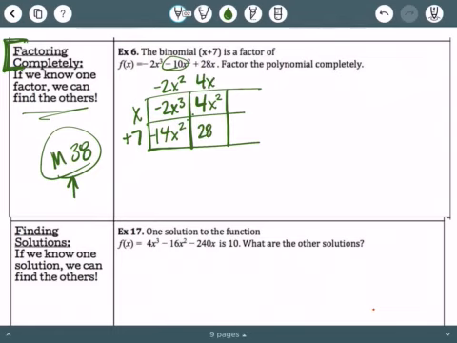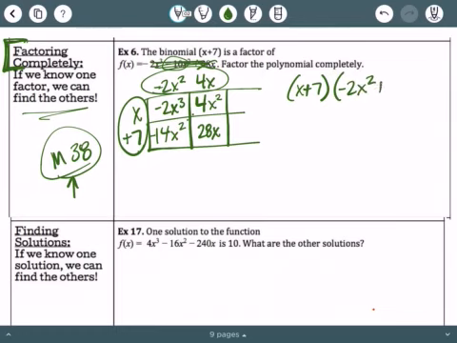And 28x. That's going to cancel out that last piece, which means this is totally done. That looks way better. So now what I know is that this x plus 7 times this negative 2x squared plus 4x are my two factors. And what they're asking me here is to factor the polynomial completely. Focus on that word completely.